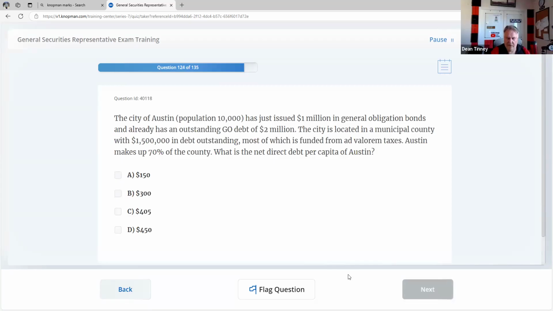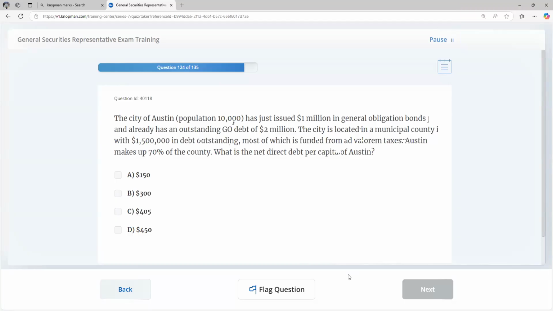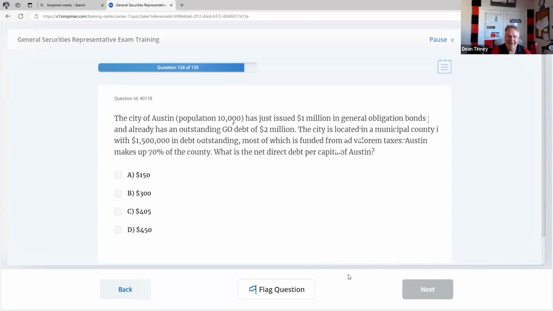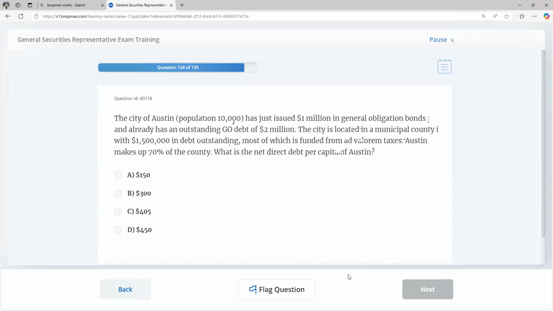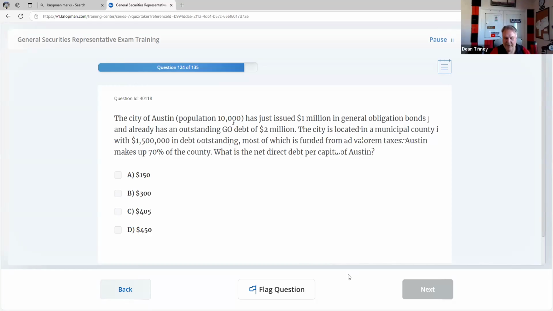The city of Austin has just issued $1 million in GO bonds and already has 2 million outstanding. The city is located in a municipal county with 1.5 million in debt outstanding, most of which is ad valorem taxes. Austin makes up 70% of the county. What is the net direct debt per capita of Austin? I'm not going to have questions like this on the exam at all. Not at all. This question is getting crazy. It's coterminous, when two or more taxing agencies share some of the same geographic boundaries. You will not see that.